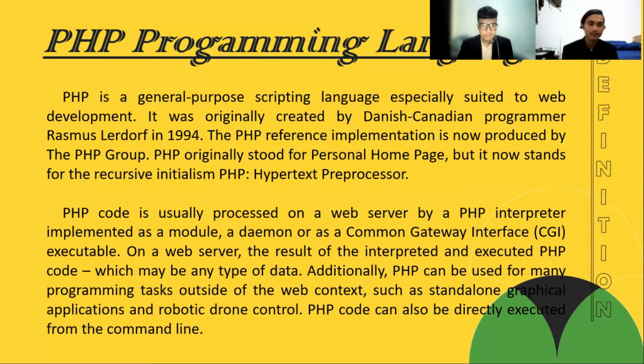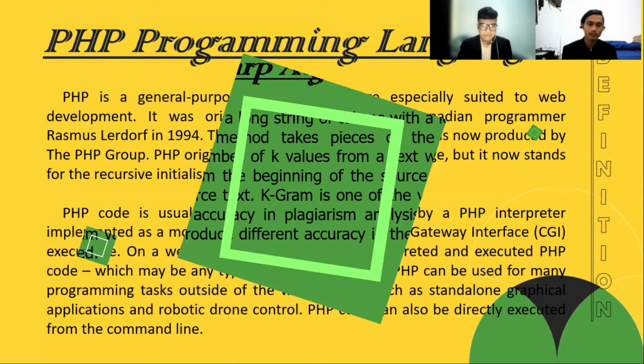PHP code is usually processed on a web server by a PHP interpreter implemented as a module, a daemon, or as a Common Gateway Interface (CGI) executable. On a web server, the result of the interpreted and executed PHP code may be any type of data. Additionally, PHP can be used for many programming tasks outside of the web context, such as standalone graphical applications and robotic drone control. PHP code can also be directly executed from the command line.